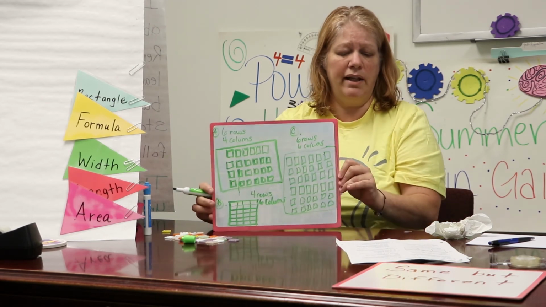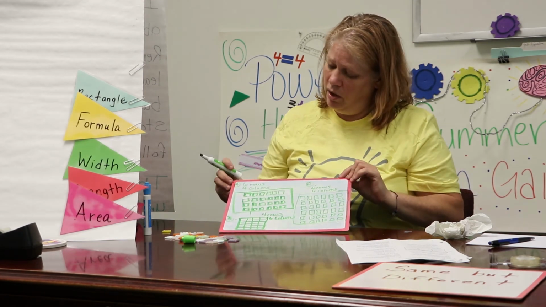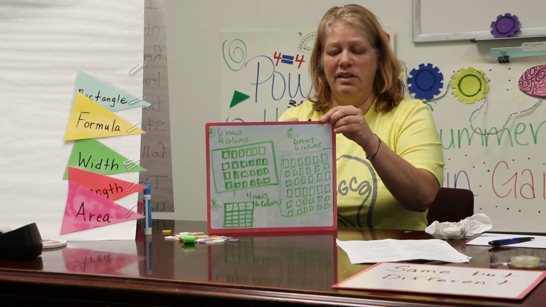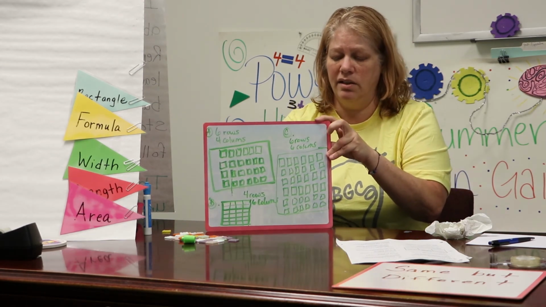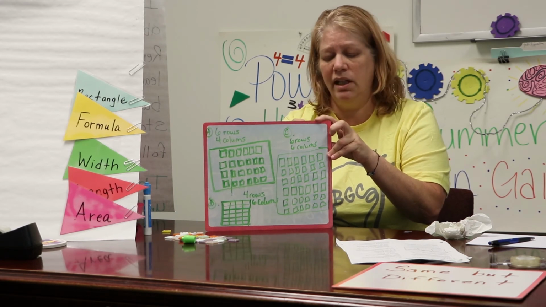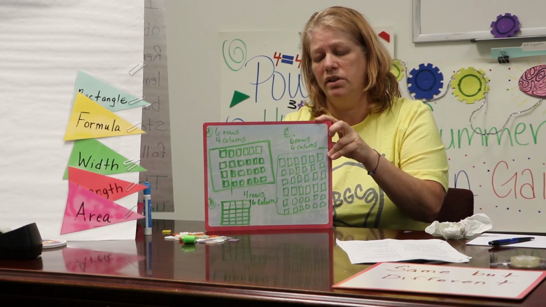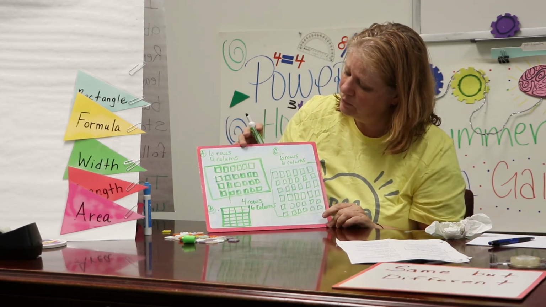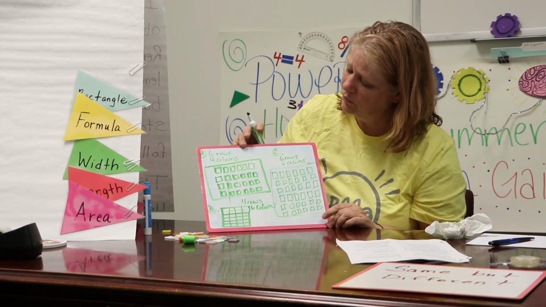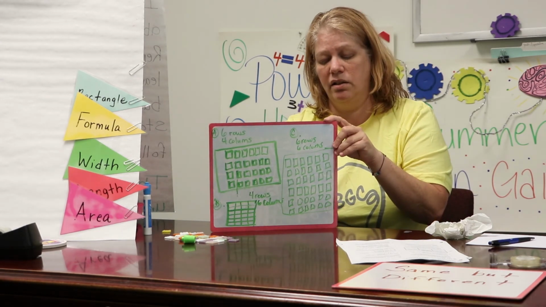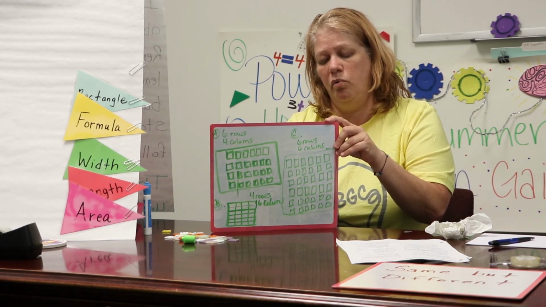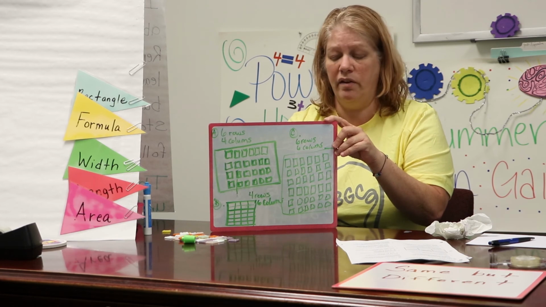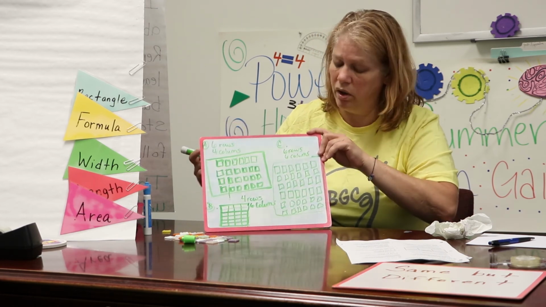Alright, now we're going to write the formulas for these. For A, write your formula and we're going to see if we get it correct. So remember, our formula is length times width equals area. So what is our length in our first one? It is 6, correct. What is our width in the first one? It is 4.